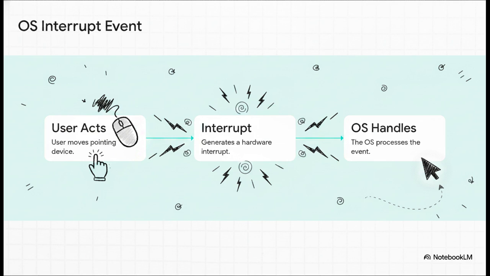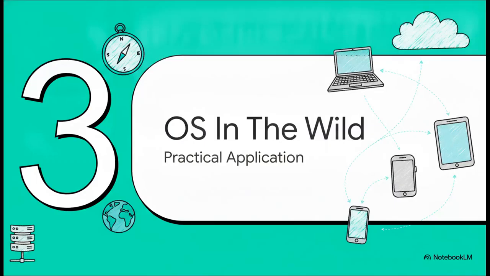Step 3. The operating system immediately steps in, pauses whatever else it was doing, and handles that interrupt to update the cursor position on your screen. This all happens so incredibly fast you don't even notice it, but that's the OS diligently managing that hardware translation every single millisecond. Okay, let's pivot a bit.